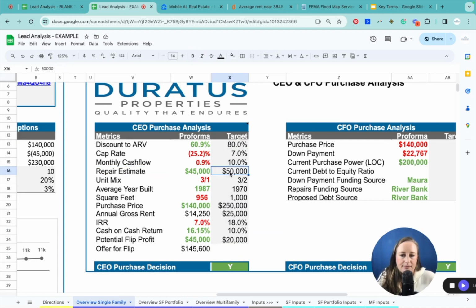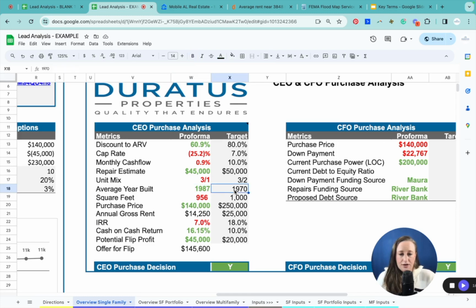The repair estimate, we like quicker flips these days. So we try to do them for $50,000 or less. This one's, we estimated $45,000. It actually costed less than that, around $36,000 or $37,000, which is good. The unit mix, so this house is a 3-1. I do prefer a 3-2 just because more buyers like 3-2s and up. So that's a little bit of a con.